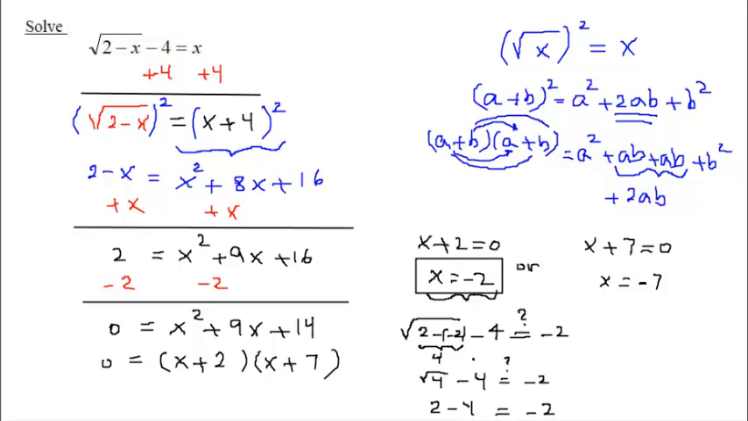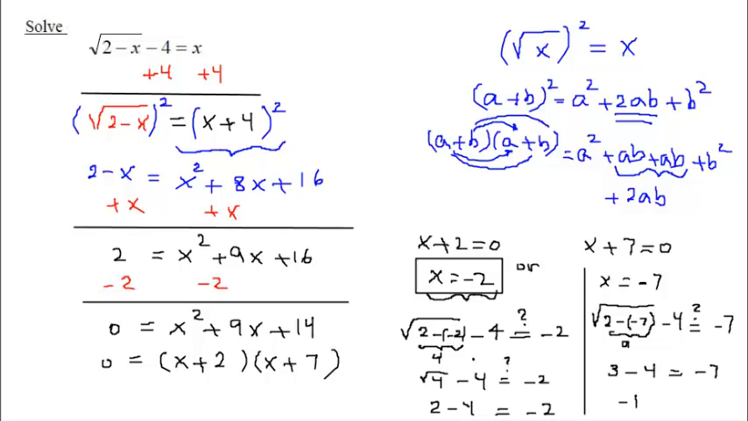Okay, let's try the next one, negative 7. Let's see. If I substitute negative 7 for each x, I have square root of 2 minus negative 7, minus 4, is it equal to negative 7? That's the question. So we have 2 minus minus 7, which would be 2 plus 7, so it would be 9. Square root of 9 would be 3. 3 minus 4, is it equal to negative 7?